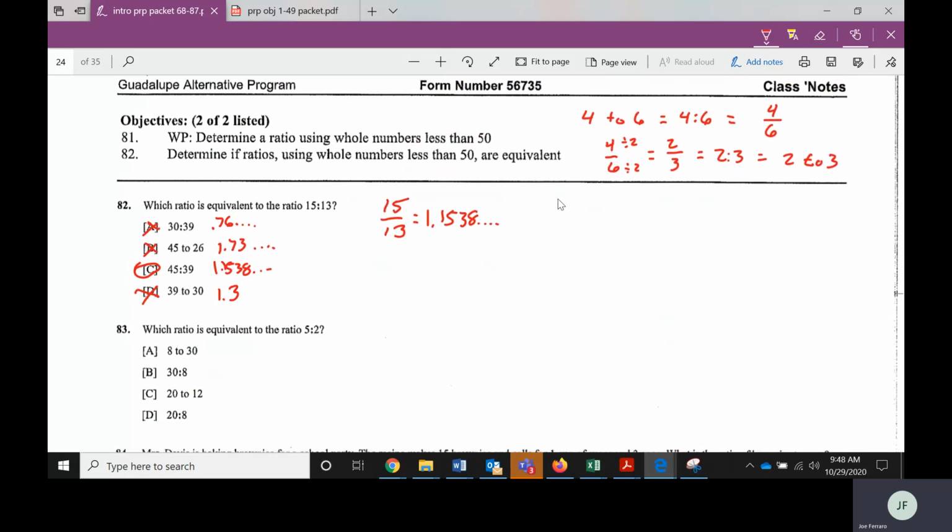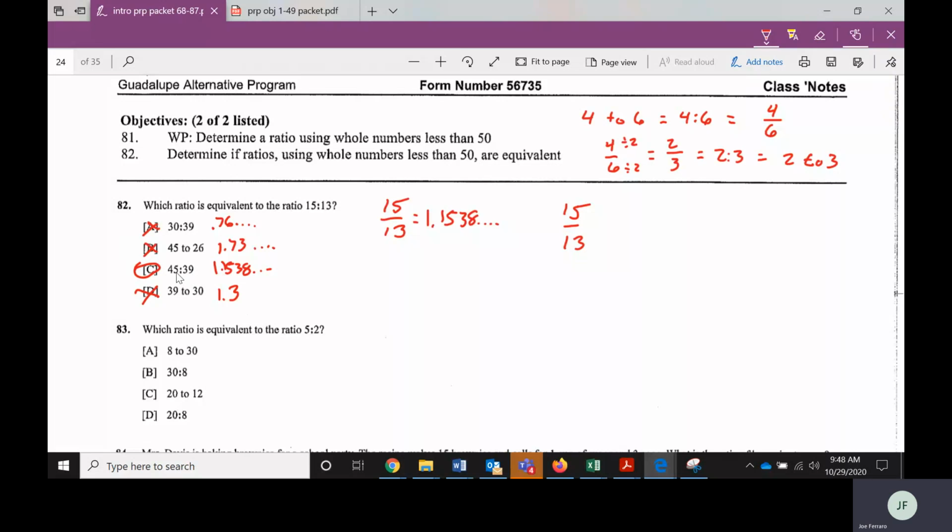The other way you could do it is pick one of the numbers, the top or bottom, and you're looking over here and say, what would I have to do to the top, the first number, to get the first number over here? So 15 to 30, I'd have to multiply by 2. If I multiply the bottom by 2, I'd get 26, which doesn't match up here, so that's out. Here, to get from 15 to 45, I'd have to multiply by 3. So if I took 13 by 3, that would be 39, so that's out.